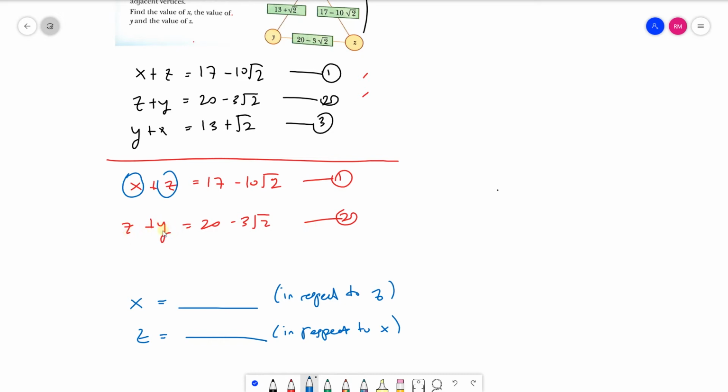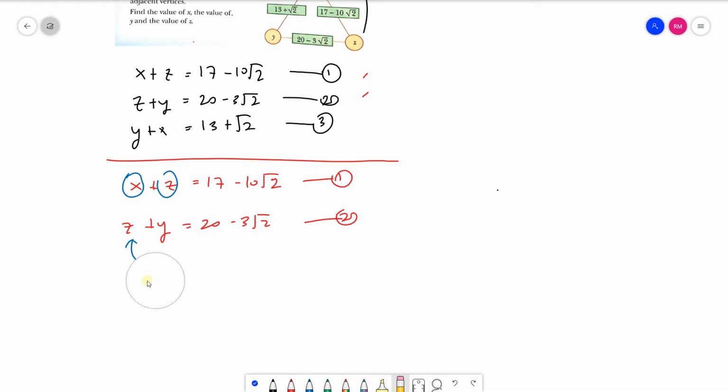So I need to substitute something that has z in it, which means I need to make z the subject. Then I can substitute the value of z inside equation number 2. That is my aim right now. So we now know that we need to pick z as the subject. Let's pick z as the subject from equation number 1. If I make z the subject, copy everything, 17 minus 10 surd 2. This x I need to move to the right hand side, so it's going to be negative x, correct? This is going to be equation number 3.